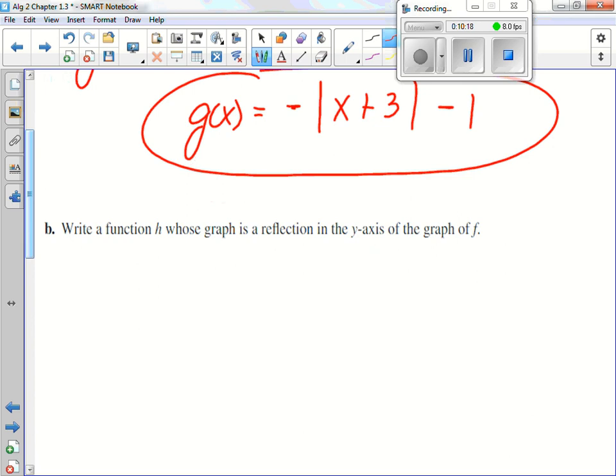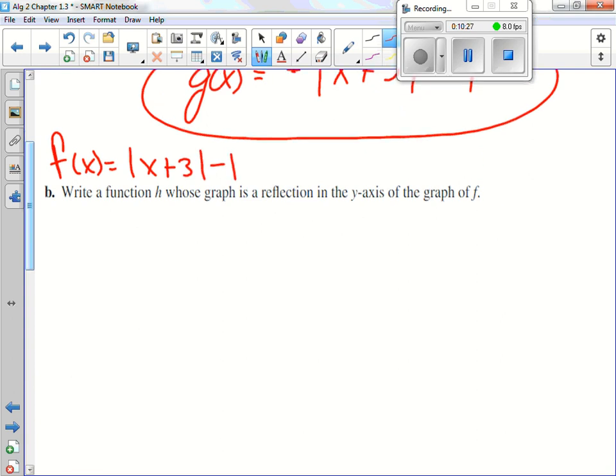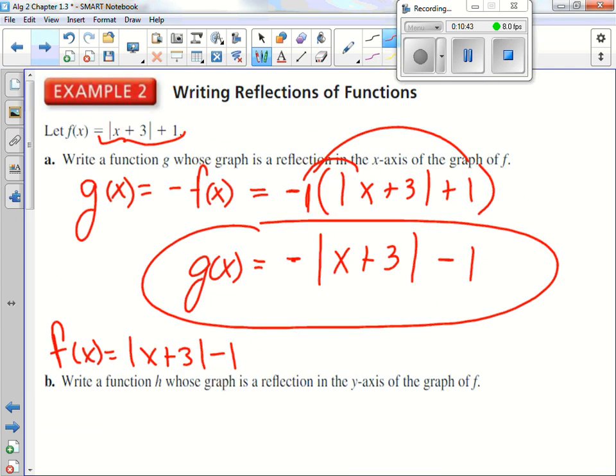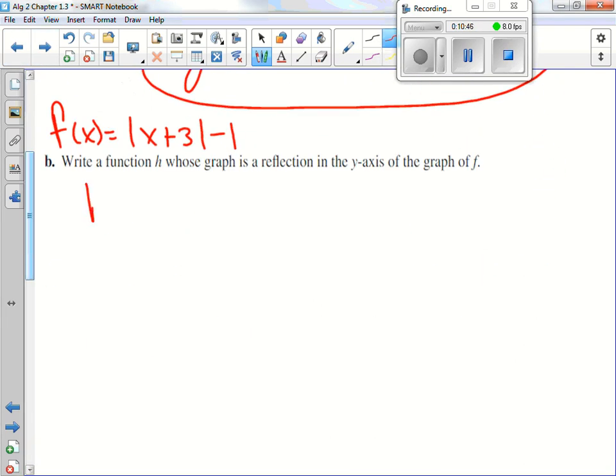Now, h of x. I'm going to rewrite f of x: f of x equals the absolute value of x plus 3 minus 1. Write a function h of x whose graph is a reflection in the y-axis of the graph f. For reflections in the y-axis, we're going to apply it to what's inside f of x. So h of x is equal to f of negative x. Any place there's an x in the function f of x, we're going to replace it with negative x.